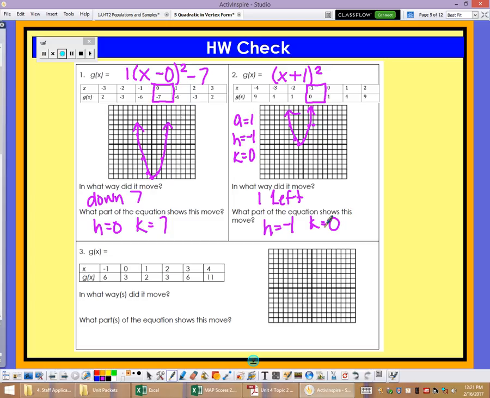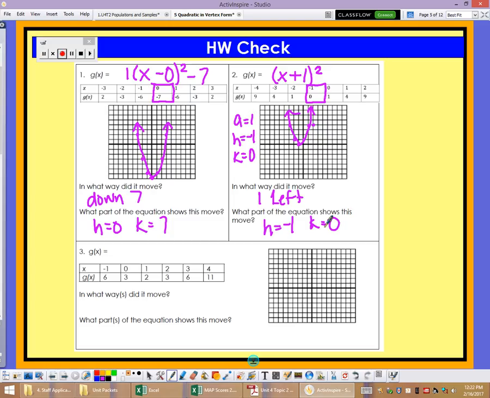Three, 0? I don't see 3, 0 in the table. How do I see a vertex in my table? Someone tell him how to look for it. Don't tell him what it is. He says 2, 1. I don't agree with that. Tell him how to look for it, Eleni.